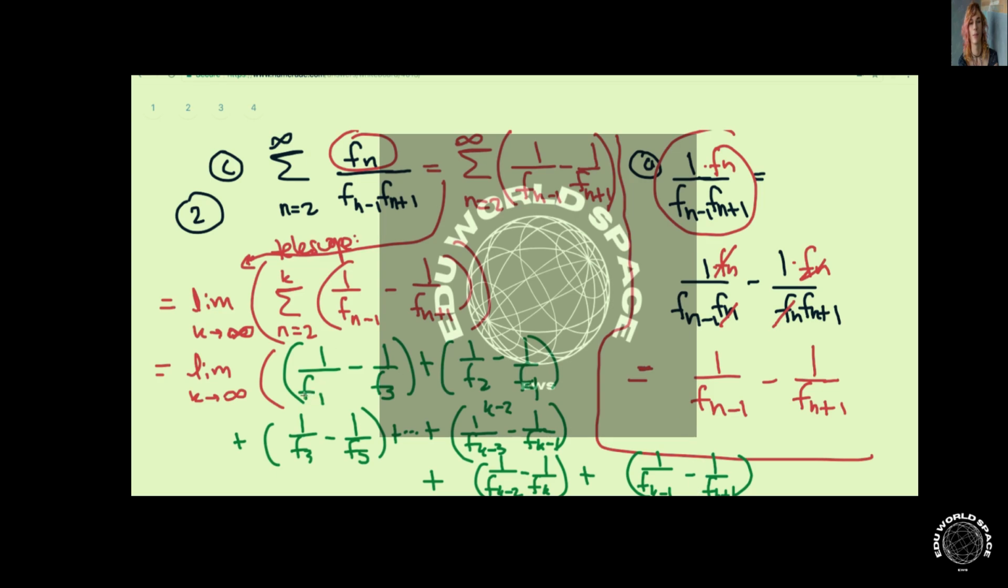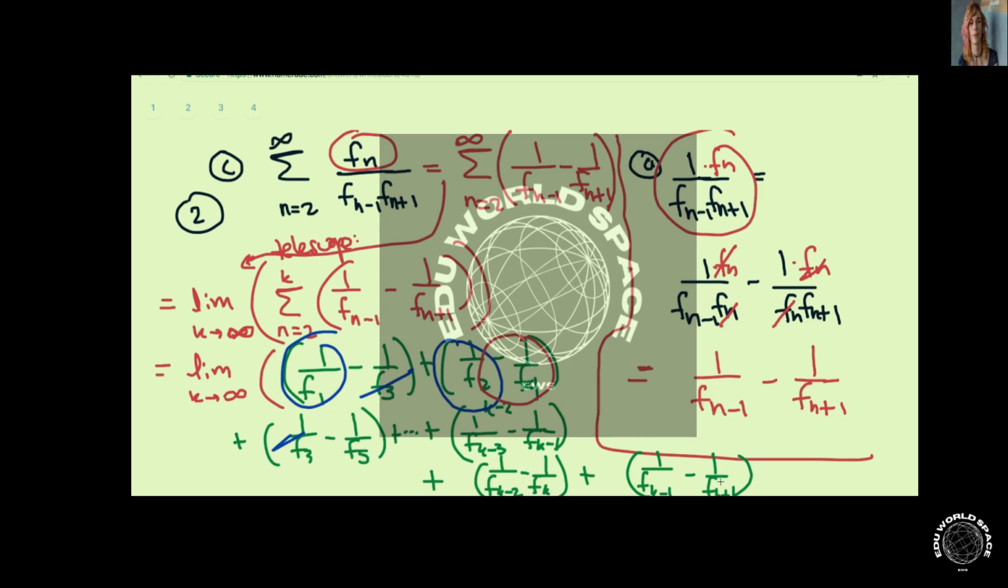F1 and F2, these won't cancel because the negatives start at F3. So we'll still have 1 over F1 and we'll still have 1 over F2. However, once we get to F3, we see that we'll start having some cancellation here. That'll cancel with that. And this negative 1 over F4 will also cancel if I keep adding terms.